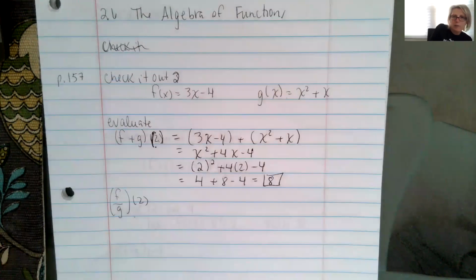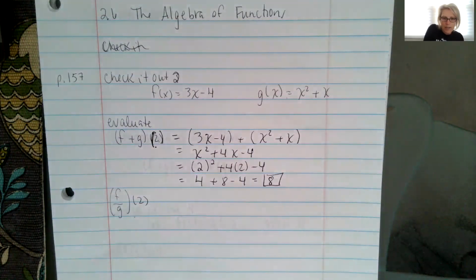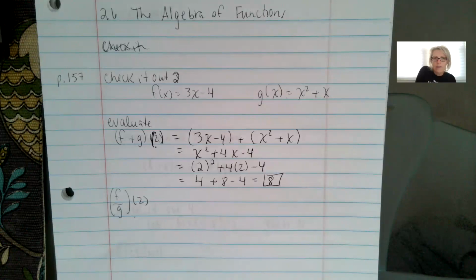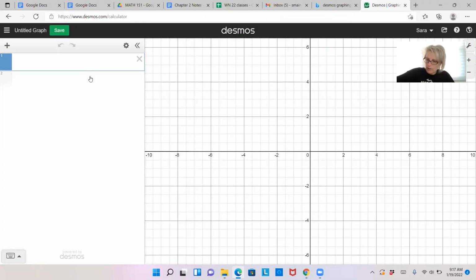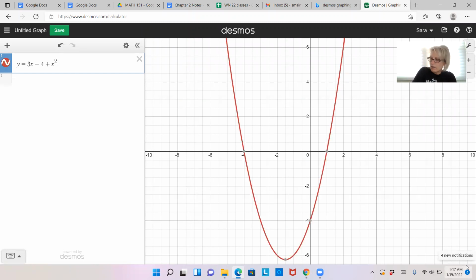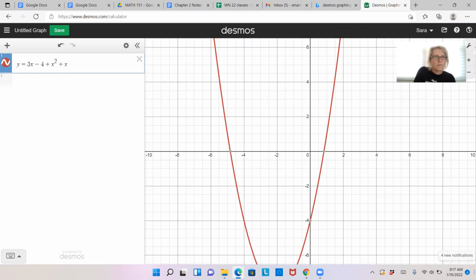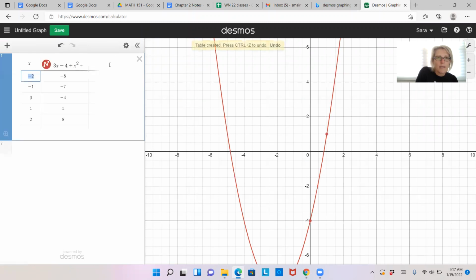And the cool thing is we could put these two functions and add them in Desmos and evaluate at 2 as well. So I want to make sure that you're learning all these things in Desmos because they're just as important. So if we had y equals, and then we just said 3x minus 4 plus x squared plus x, that's what it looks like. And then the cool thing is we can just go up here to the gear and say make a table, and then see that when we put in 2, we get 8.